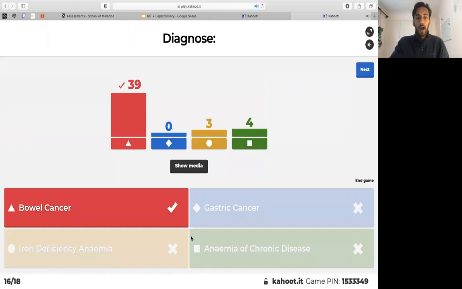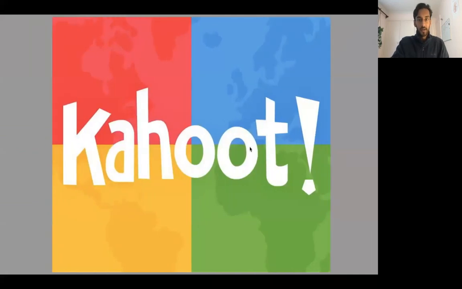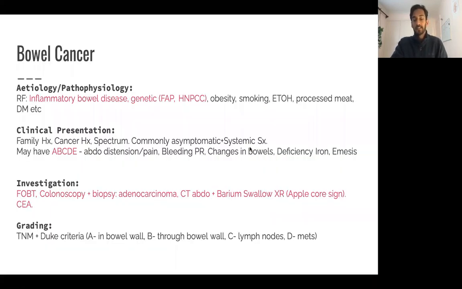Close enough. Bowel cancer, well done, everyone. Let's take a look at why. So, bowel cancer, risk factors are important to note. If you have IBD, that significantly increases the risk of bowel cancer. Plus, genetically, FAP and HNPCC are the most important things to consider, which are your genetic inheritance of risk factors for bowel cancer.